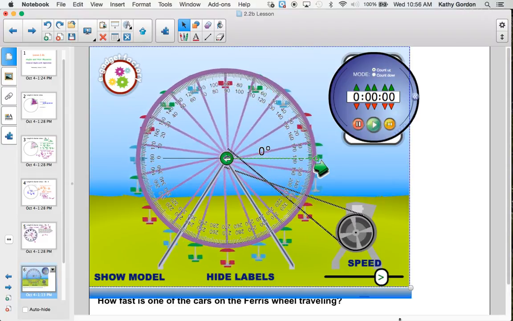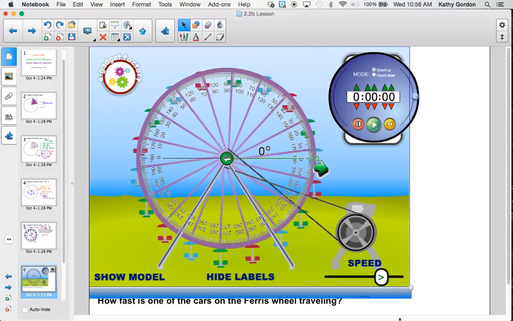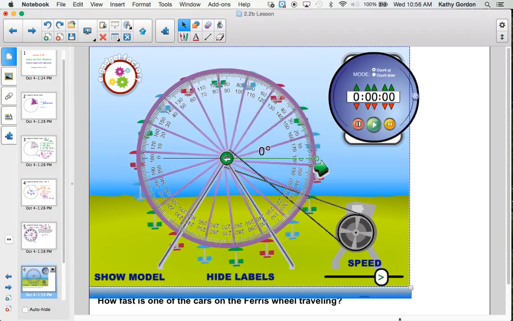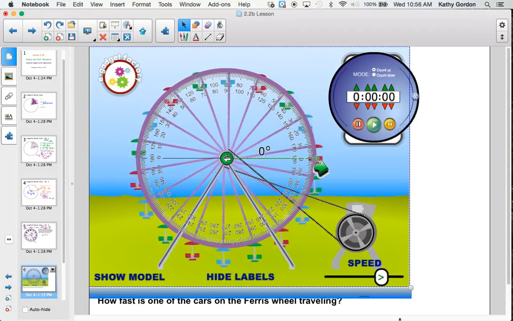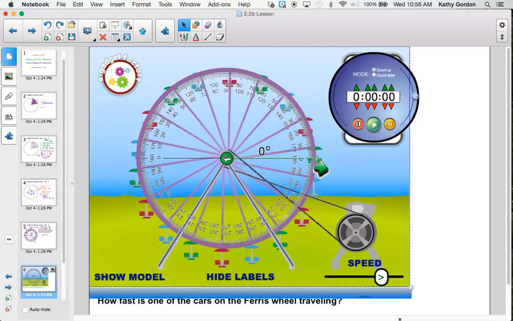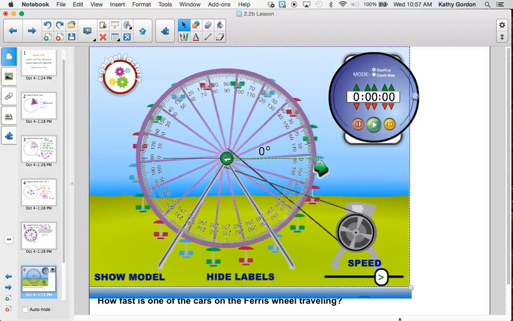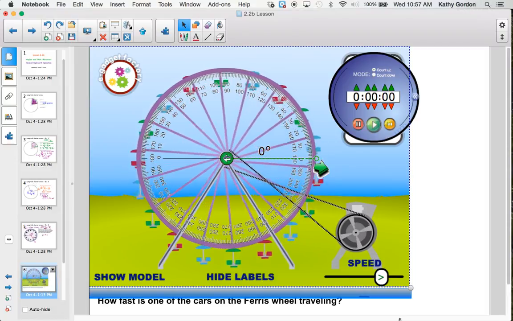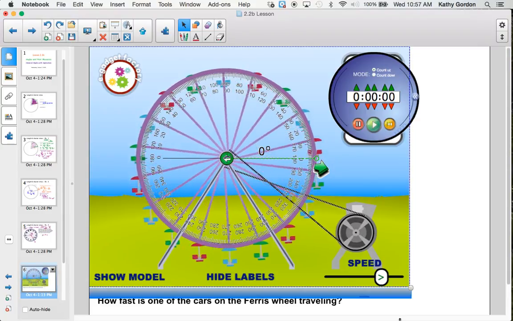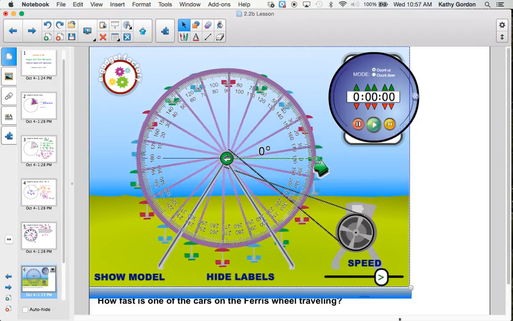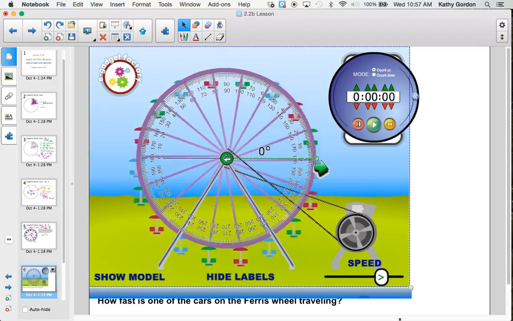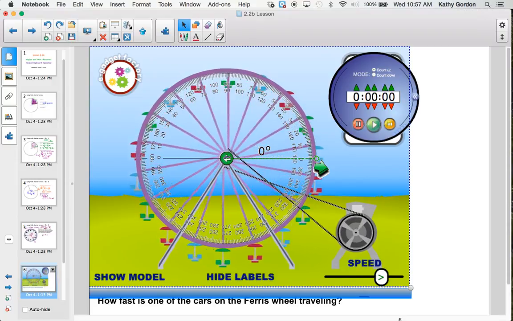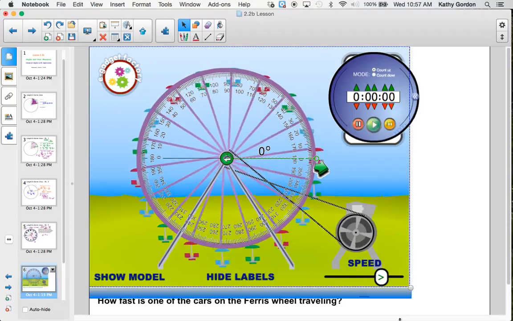When we talk about speed, if I were to ask you how fast is one of these cars traveling, what measurements do we need for speed? What does speed represent? Distance over time, okay?